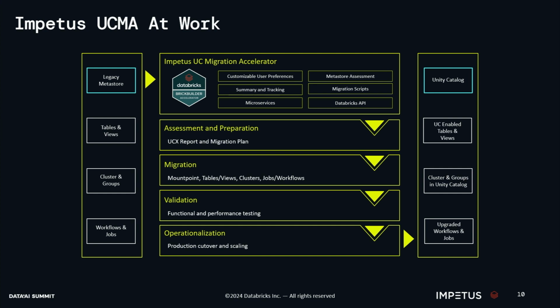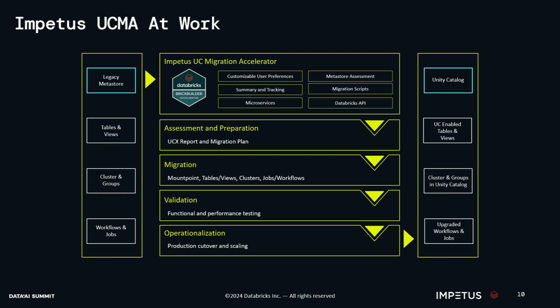On the left-hand side, I have my legacy Metastore. It could be my AWS Glue catalog, or it could be my Hive Metastore. On the right-hand side, I have my Unity Catalog. That's going to be the future state. How does UCMA achieve this?